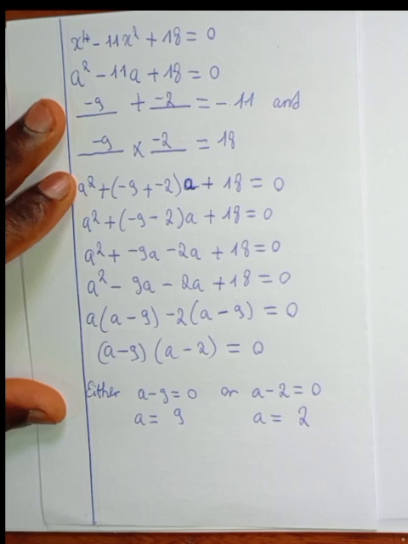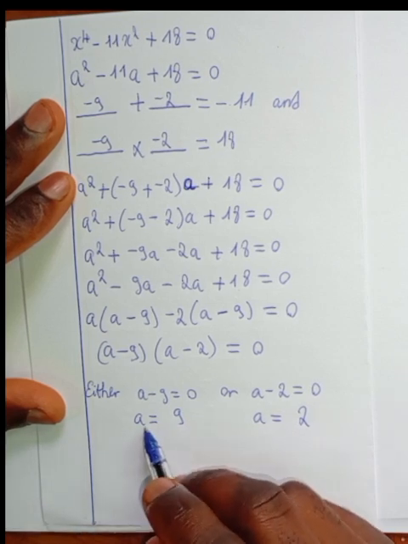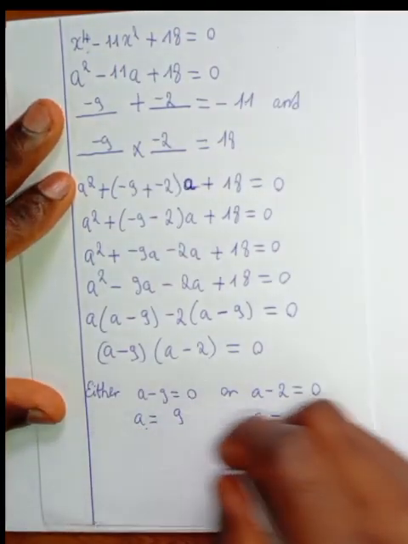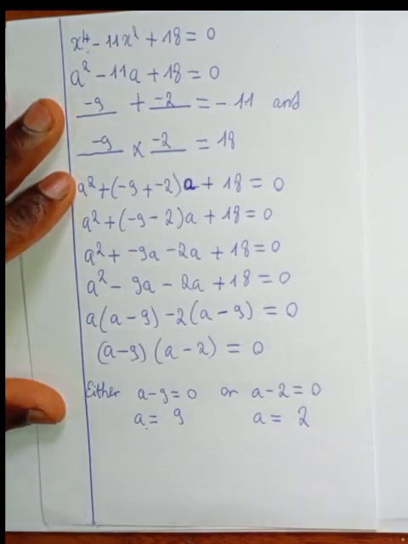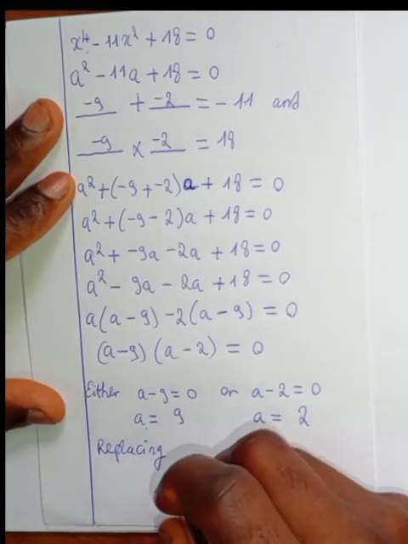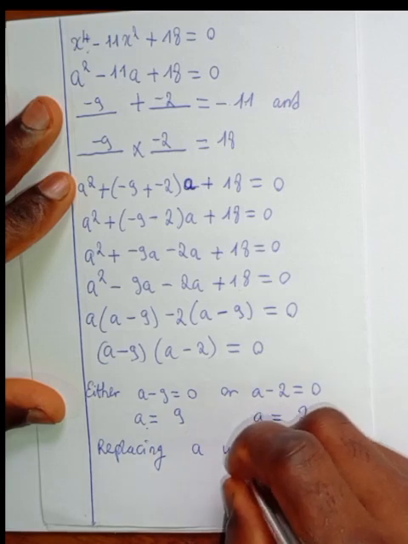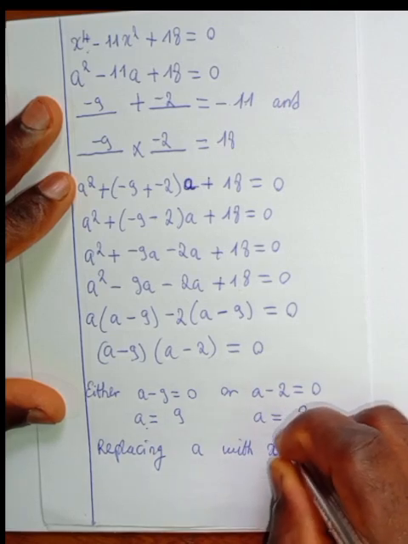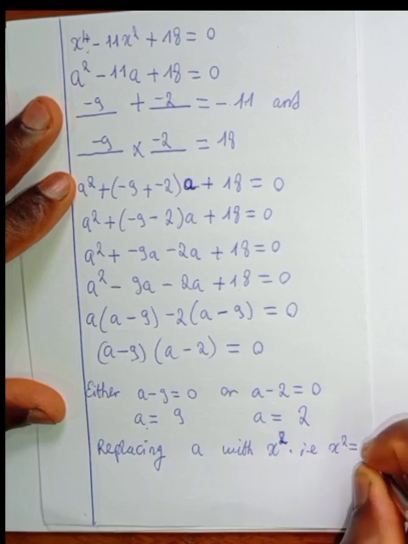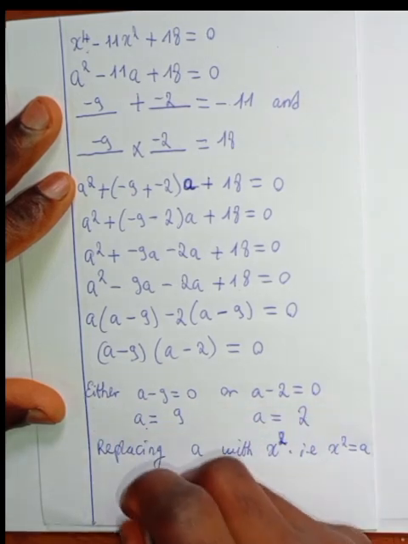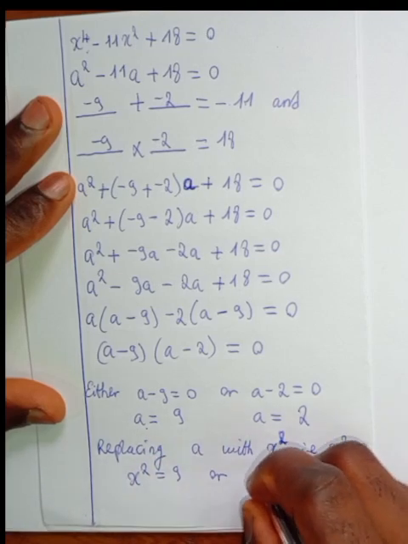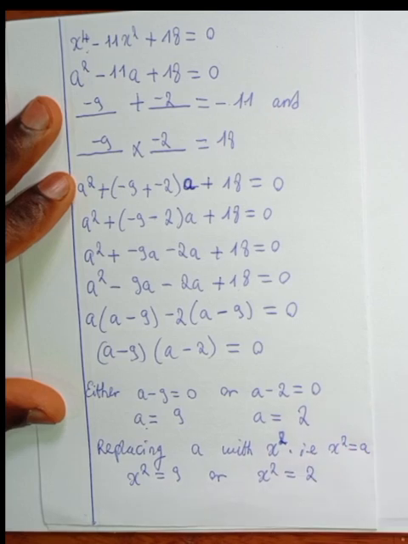Now, back to our question. We are not looking for a. We are to solve for x and not a. We know that a is equal to x raised to the power 2. Replacing a with x to the power 2. X to the power 2 is equal to a. We are going to replace it here. This will give us x squared is equal to 9 or x squared is equal to 2.